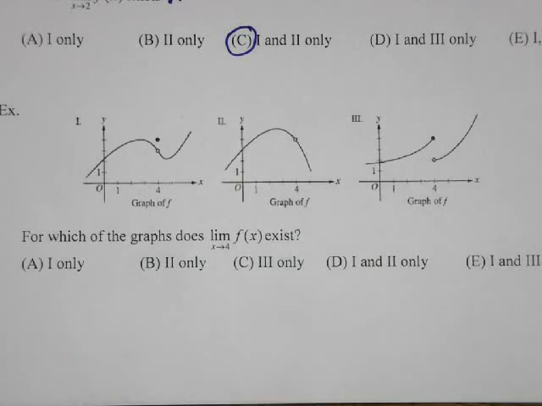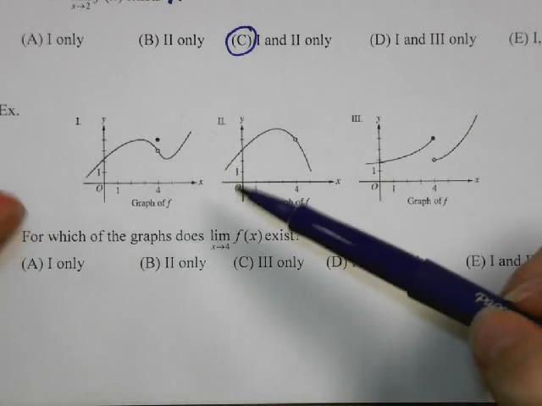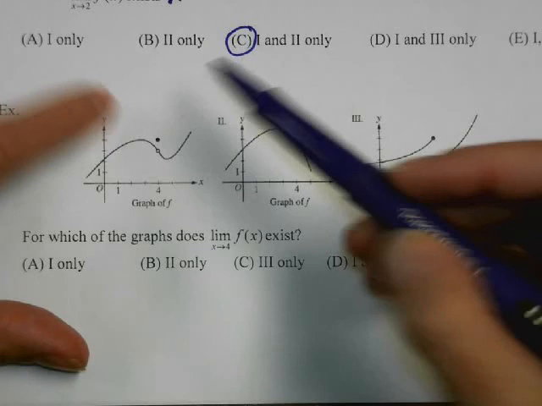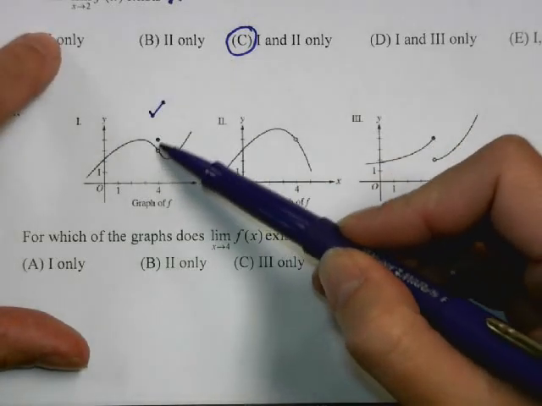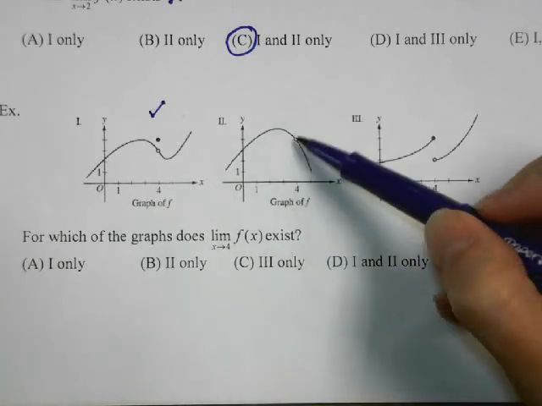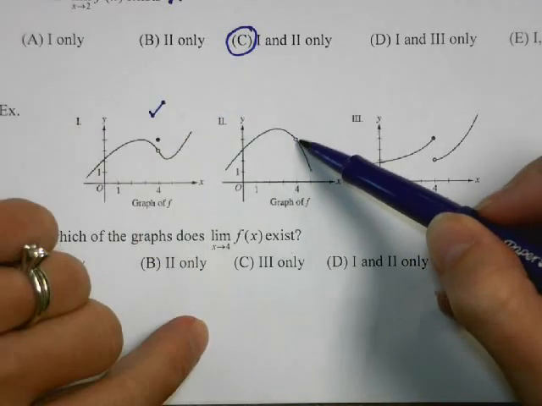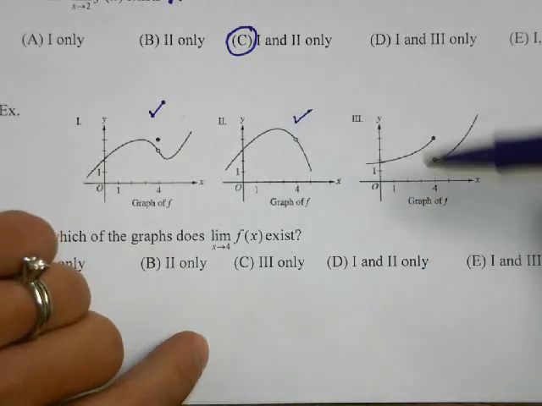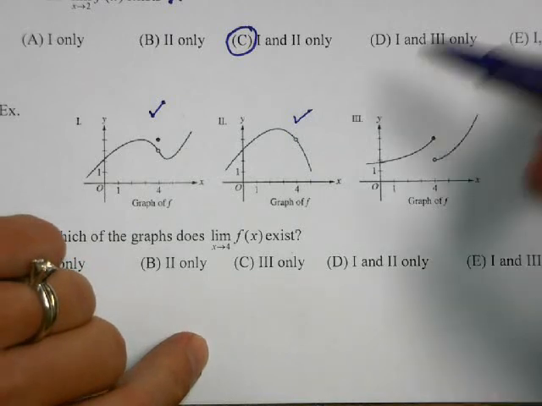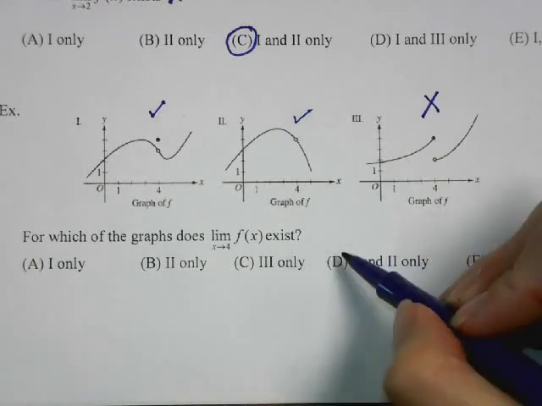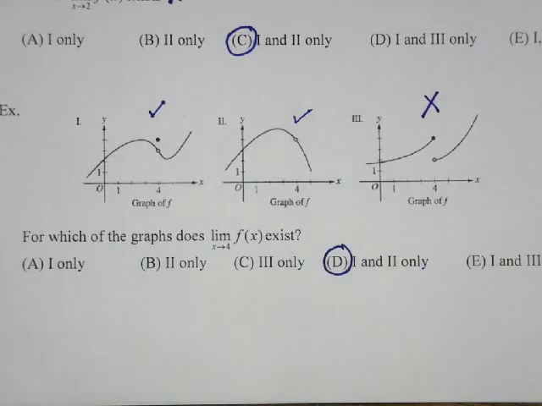And finally, for which of the graphs does the limit as x approaches 4 of f of x exist? So we're looking for, does it approach the same thing from both sides? And yes, this one does. Even though there's a dot and a hole there, the limit is going to the same place. Same thing here. We're going to the same place. Even though there's a hole, that limit exists because it's approaching the same thing. Here, it is not, because they're going to two different locations. So this one is, again, 1 and 2 are correct, but 3 is not.